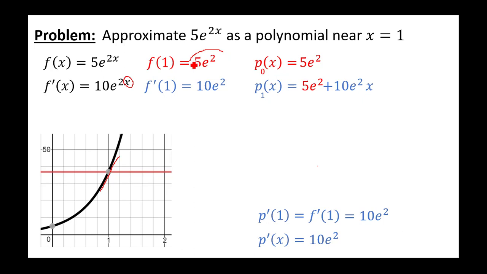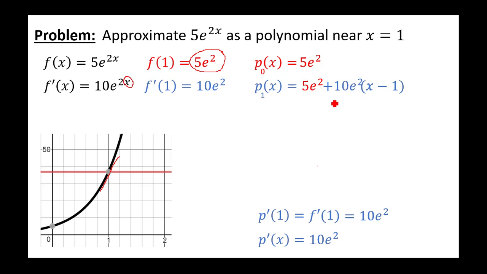Because we want our f of 1 to equal 5e squared. So to address that problem, all we got to do is, instead of x here, we can just call that x minus 1. And that means that our p of 1 will still equal our f of 1, which we want because we want these points to equal right here.